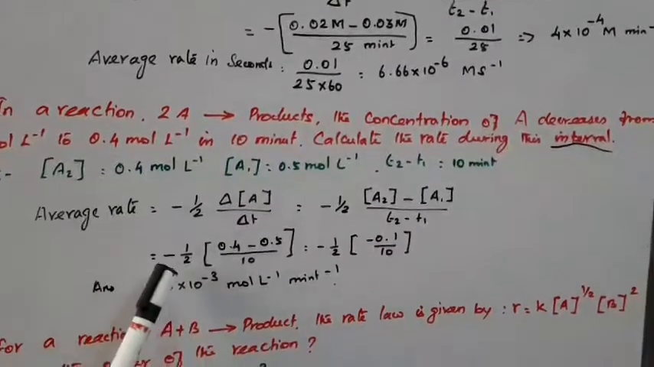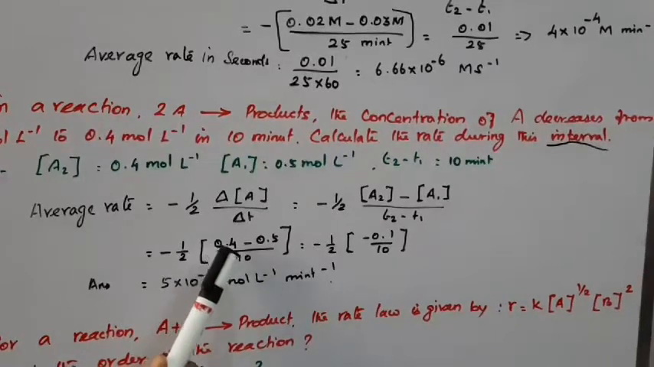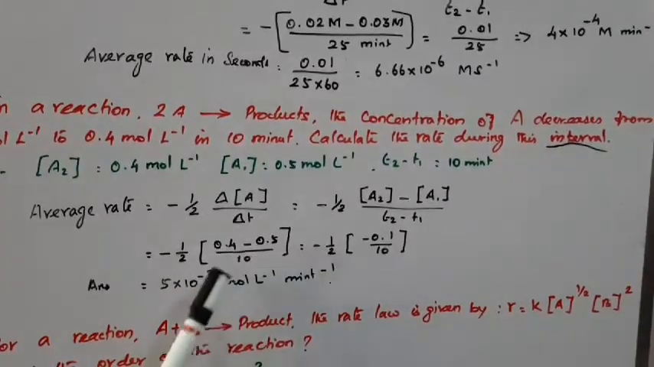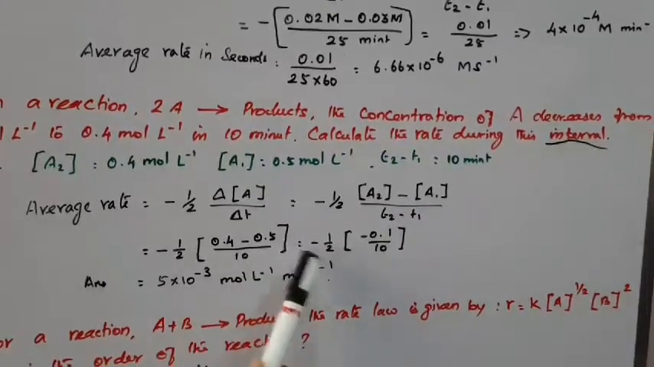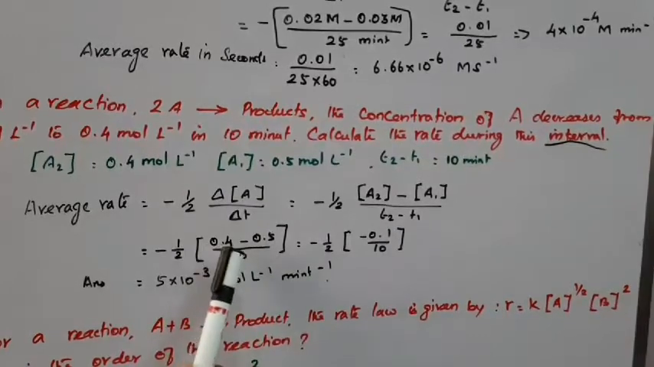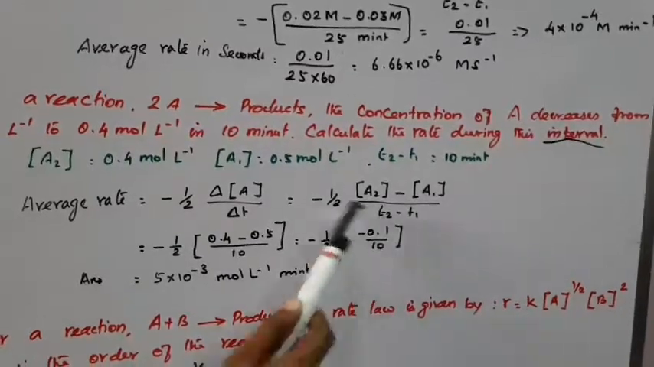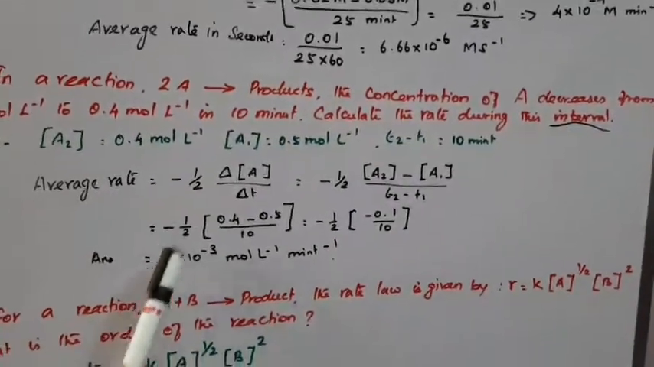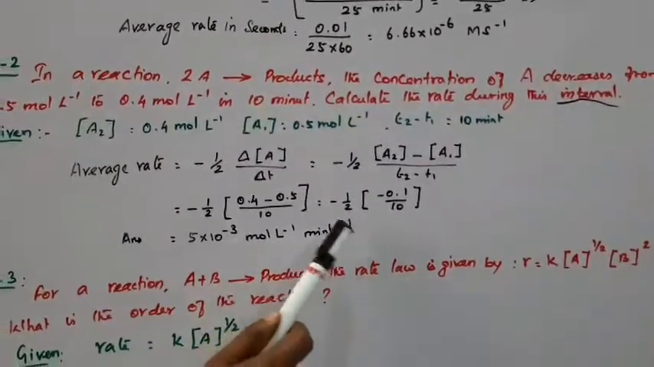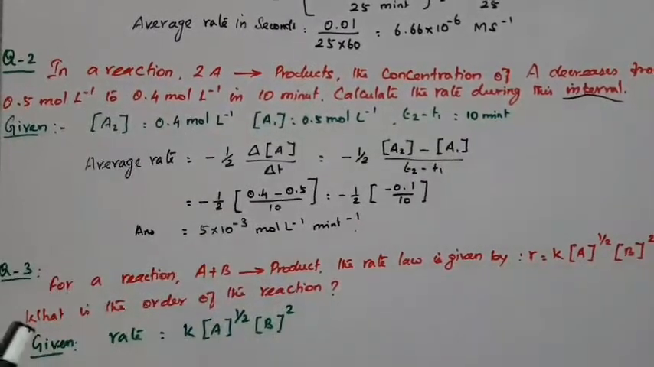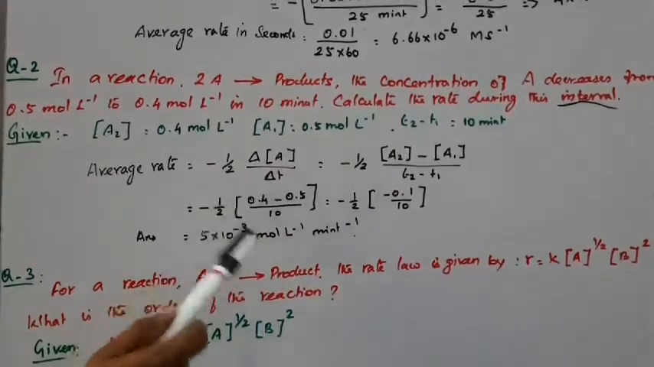Okay, so all the data is given, so substitute minus 1 by 2, the A2 value 0.4 minus the A1 value 0.5, by 10 minutes. So minus 1 by 2, this 0.4 minus 0.5 is minus 0.1, by 10. So after simplification we get the answer: the average rate equals 5 into 10 power minus 3 mole per liter per minute. All the data is given, you just have to substitute the data and you can get the answer.